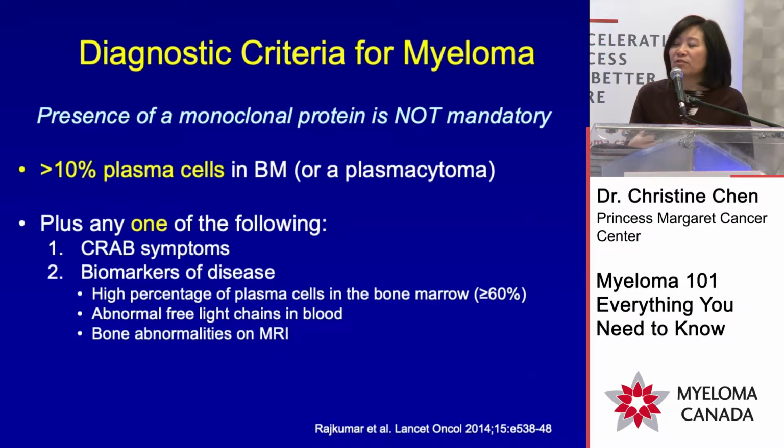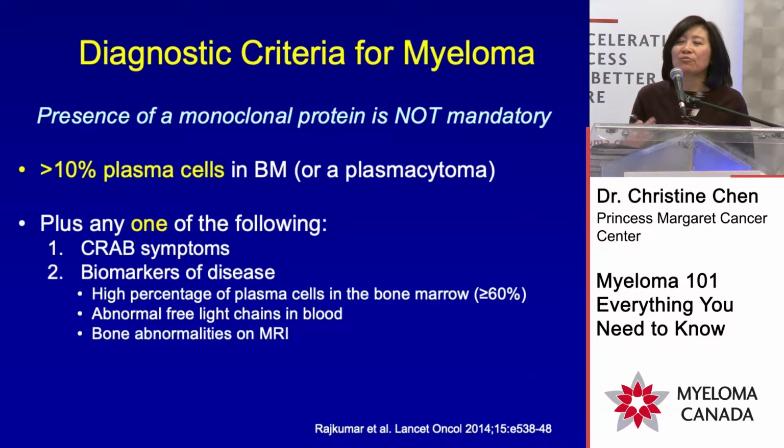So you either have to have more than 10%, or you have to have a lump of myeloma somewhere that we biopsied and it shows there's a clump of plasma cells. That's a plasmacytoma. Or you need to have one of the following. These are all markers that you have active myeloma that needs to be treated. We already talked about the CRAB symptoms: calcium, renal failure, anemia, bone disease.